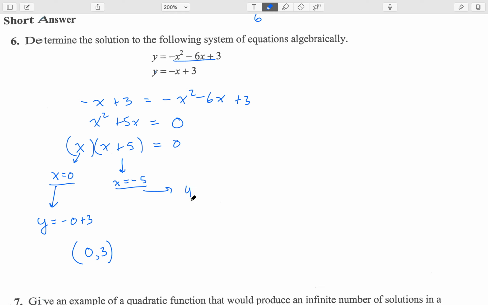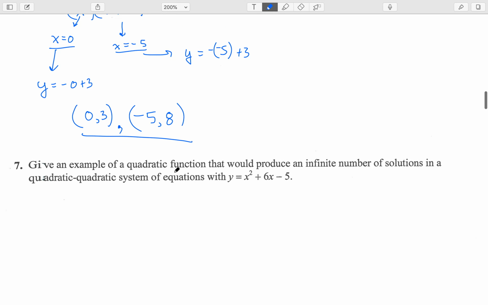And here's the other one. So -x, negative of -5, that means 5, plus 3. So the y value is going to be 5 and 3 is 8. So (-5, 8). So there's my two solution points. Because it's a line and a parabola, which means, yep, they actually intersect at two spots.